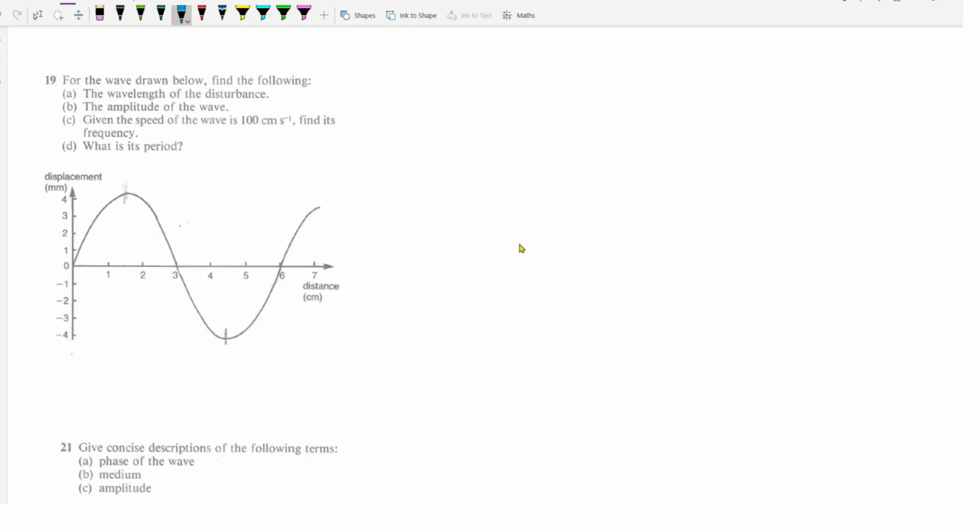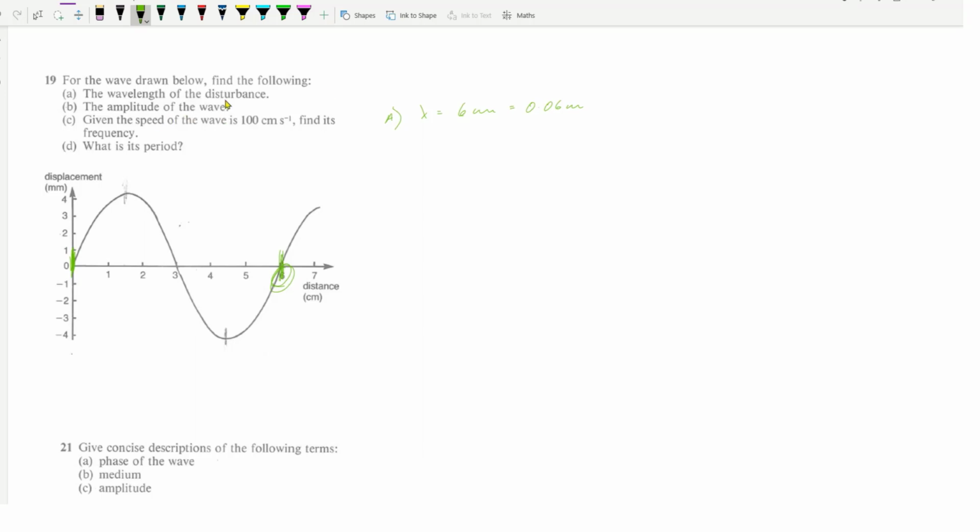For the wave drawn below, find the following: wavelength of the disturbance. Okay, so this one's fairly straightforward. So this is the starting point, it finishes here. So the wavelength of this disturbance is equal to 6 centimeters, or 0.06 meters. It's always good to always convert them to SI units.